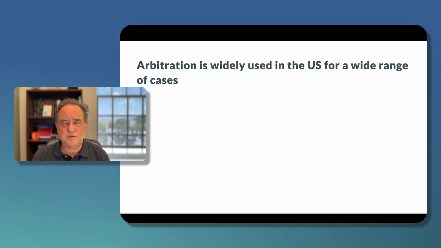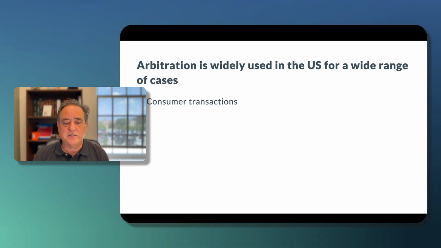Now, arbitration is widely used in the United States in a number of different ways. First of all, in consumer transactions, like I said, credit cards or cellular phone services. If you belong to Xbox, if you have an Xbox ID, you've agreed to arbitrate any disputes between yourself and Microsoft. So consumer transactions routinely include an arbitration provision.